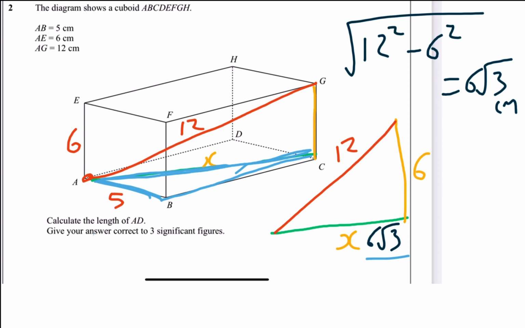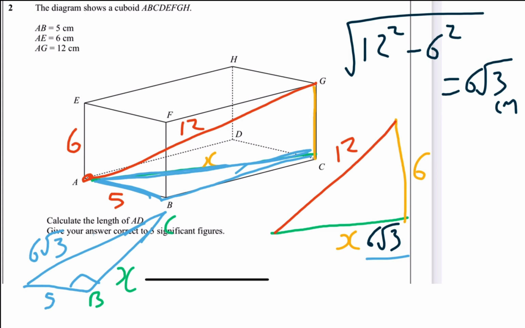If I draw that out in blue, I've got a length here, and that's my right angle. This here is 5, the hypotenuse is 6 root 3, and the diagonal over here is your line BC. Now think about this: the question is asking what is AD, and if you look at the diagram, AD is the same as BC.